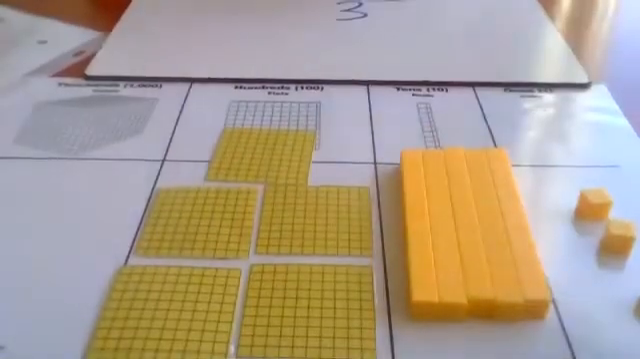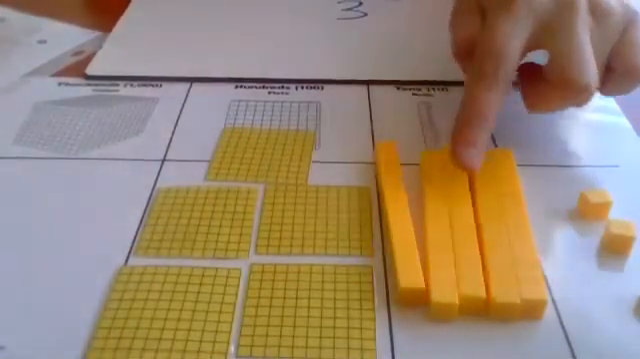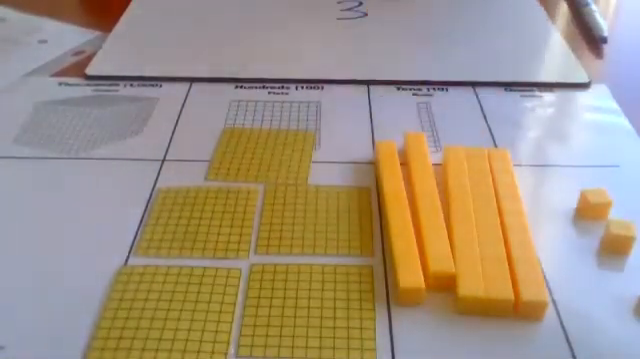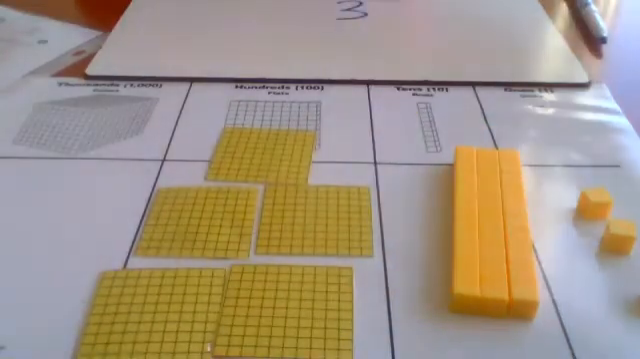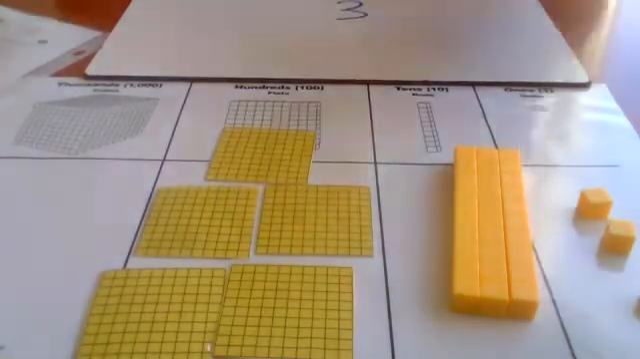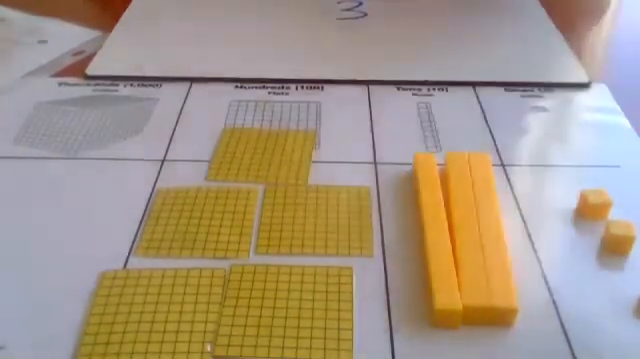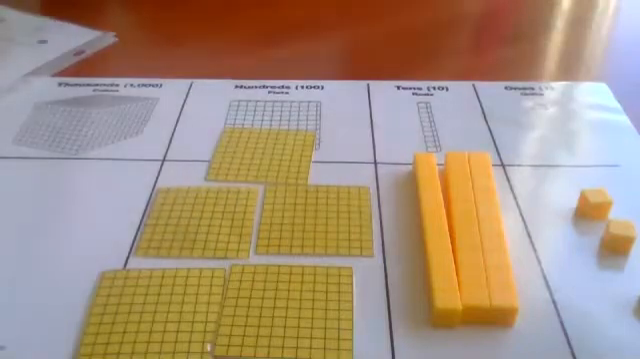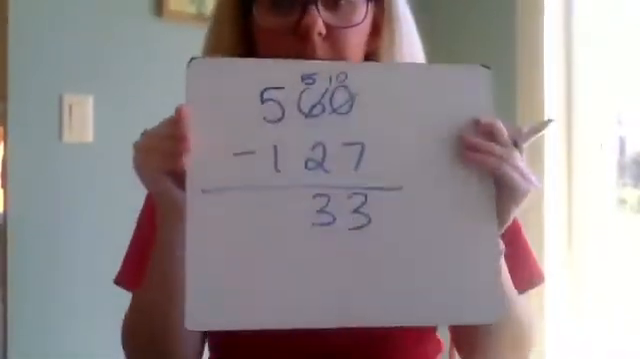And we have 5 minus 2 now. 1, 2, 3, 4, 5. So we can take 2 away, so we don't need to regroup. So take my 2 10s away. So how many are left? 1, 2, 3. On the whiteboard. 3.